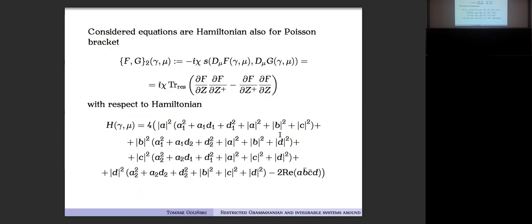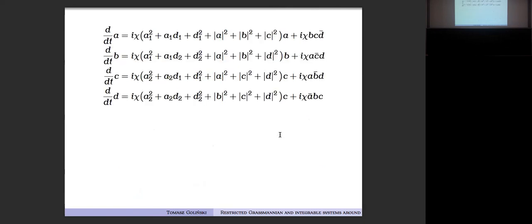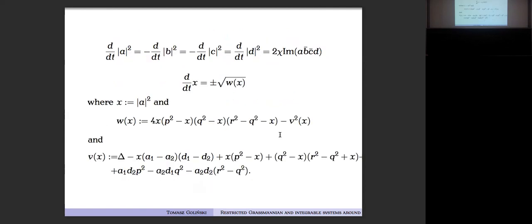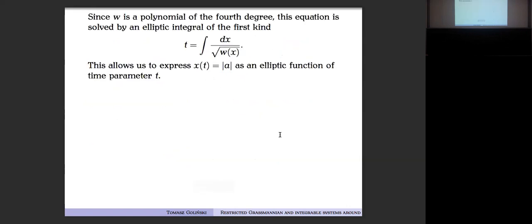By choosing proper coordinates, you can see that the Hamiltonian in this case was an expression like this, where A, B, C, D, and so on are matrix elements of those matrices. And the equations written down in the coordinates are of this form, which is not very interesting. We have some integrals of motion, so we can solve them explicitly. I'm not going to give you the formulas, but the main thing is that we have some polynomial of the fourth degree, which was written before, and the equation is thus solved by an elliptic integral.